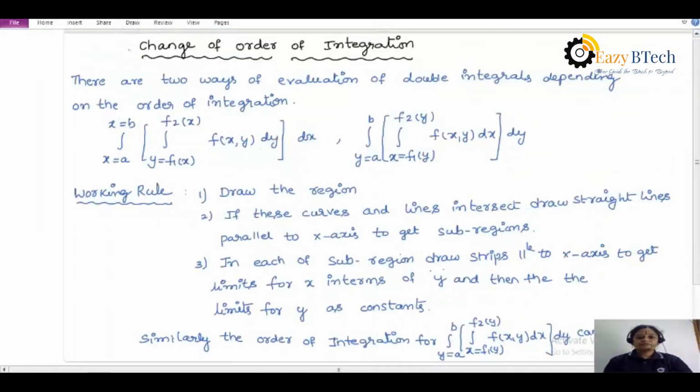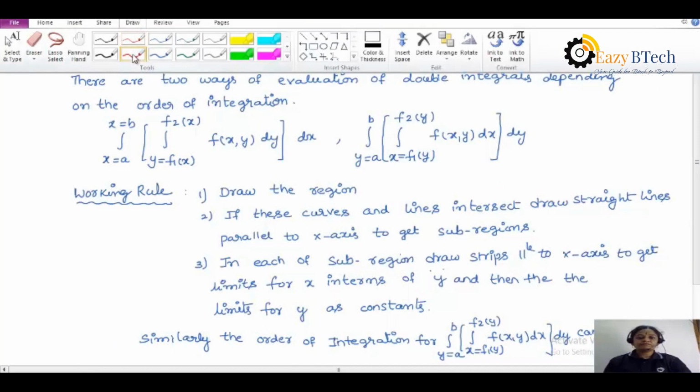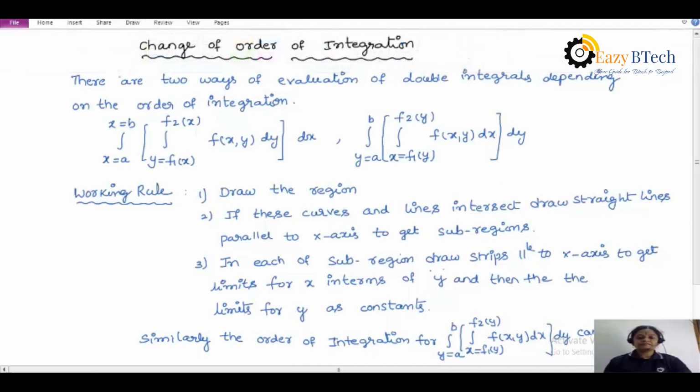Change of order of integration is one of the important topics in multiple integrals. So what is change of order of integration? There are two ways to evaluate double integrals. Okay students, so what are the two ways here?